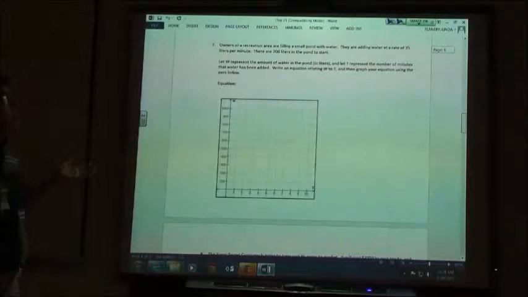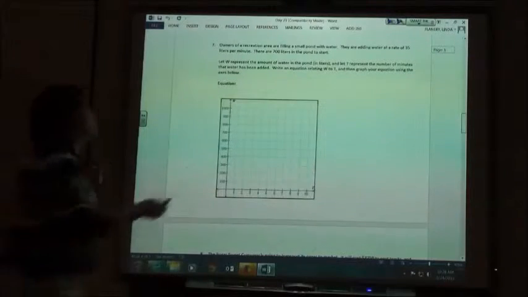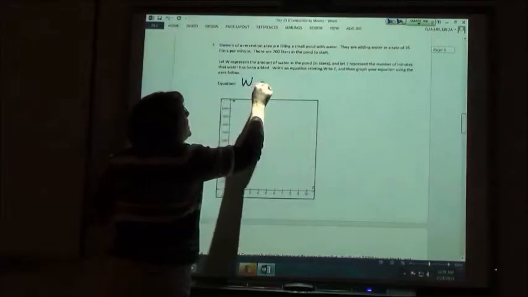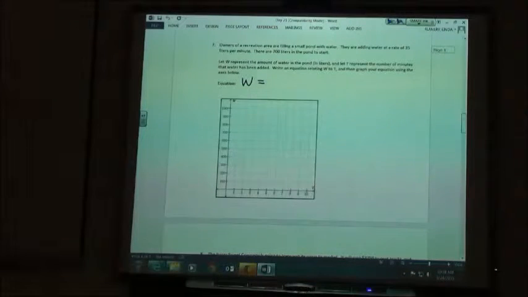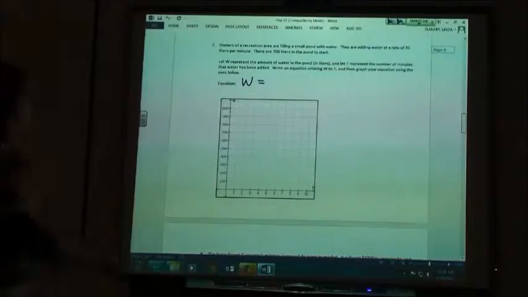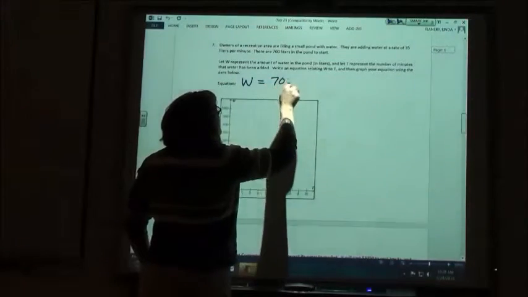So if I'm going to write an equation relating W to T, it means my equation is going to say W equals, and I want something with a T in it. So I'm finding how much water is in the pond. So looking at that word problem above there, we started with 700 liters. So we started with 700.